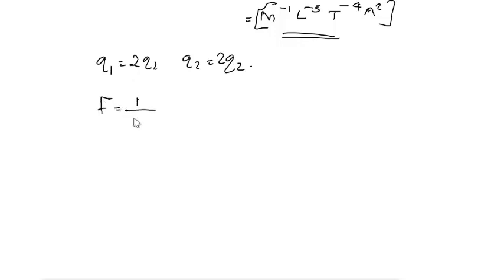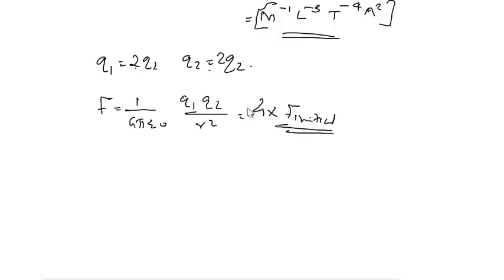Then F is equal to 1 by 4 pi epsilon 0 Q1 Q2 divided by R square. Here Q1 is doubling and Q2 is also doubling, 2 into 2 together is 4 times the initial force. The force will increase by 4 times the initial value, and if the distance between the charges is increasing, it will be 1 by 4 times.